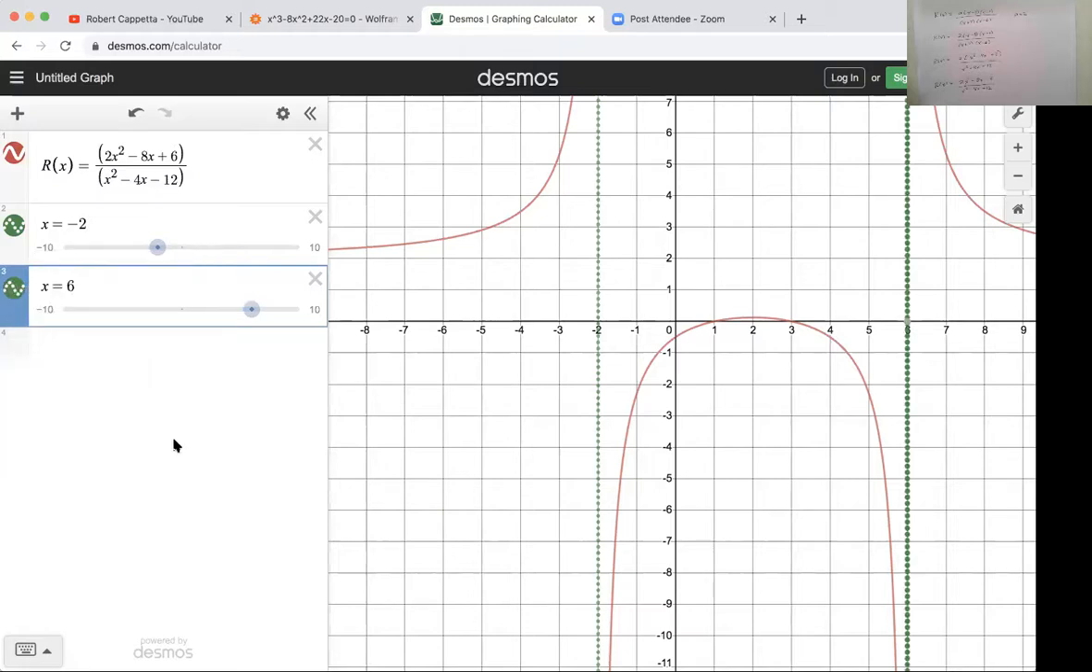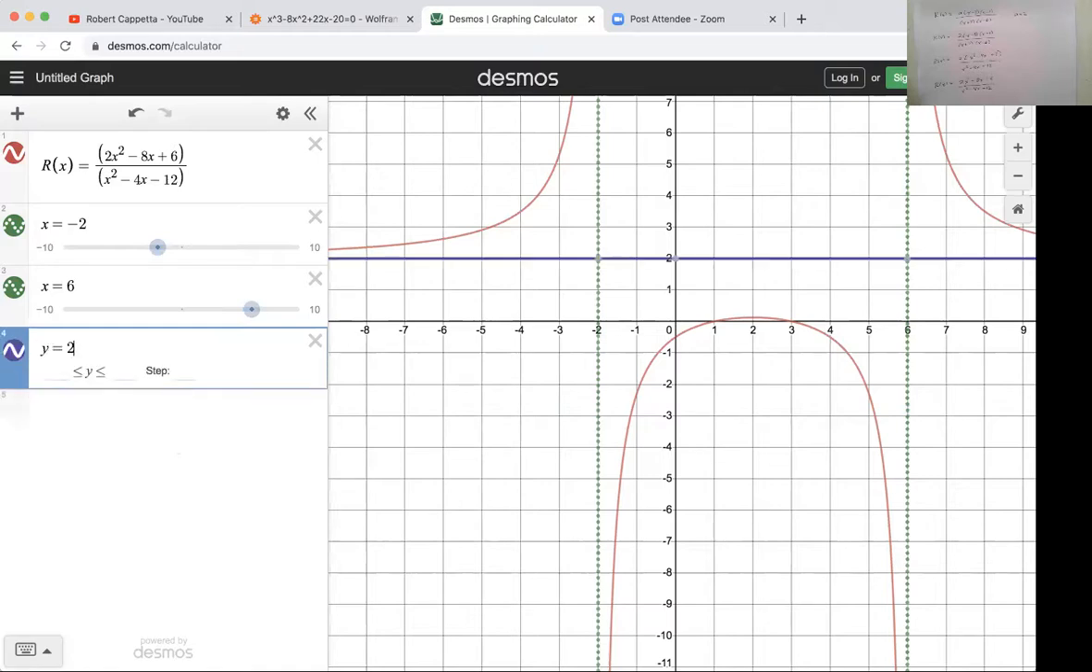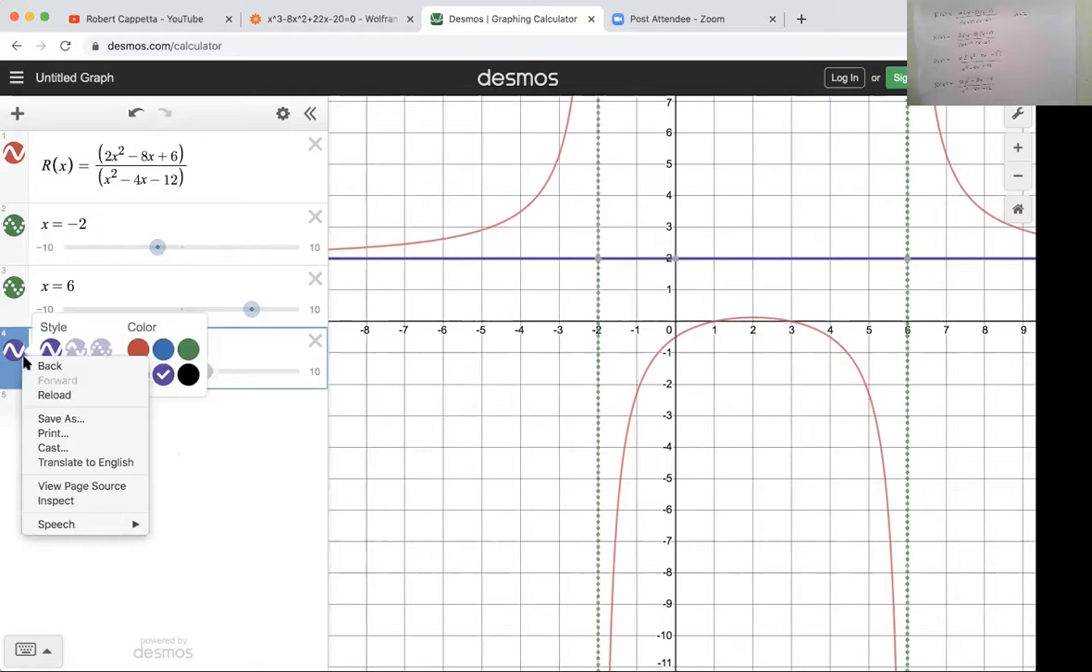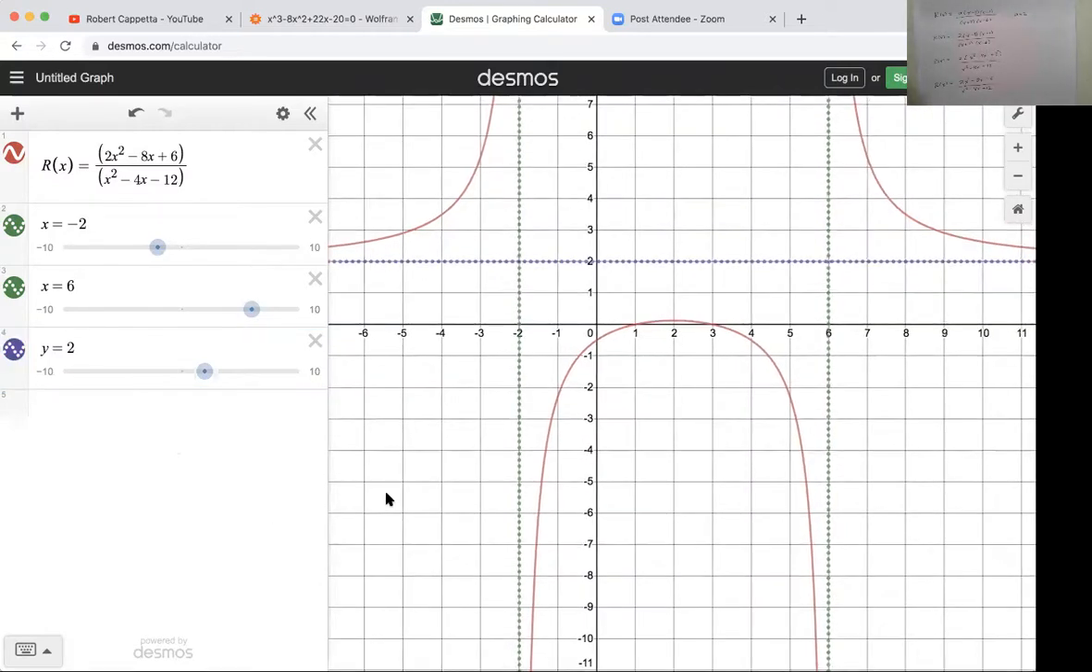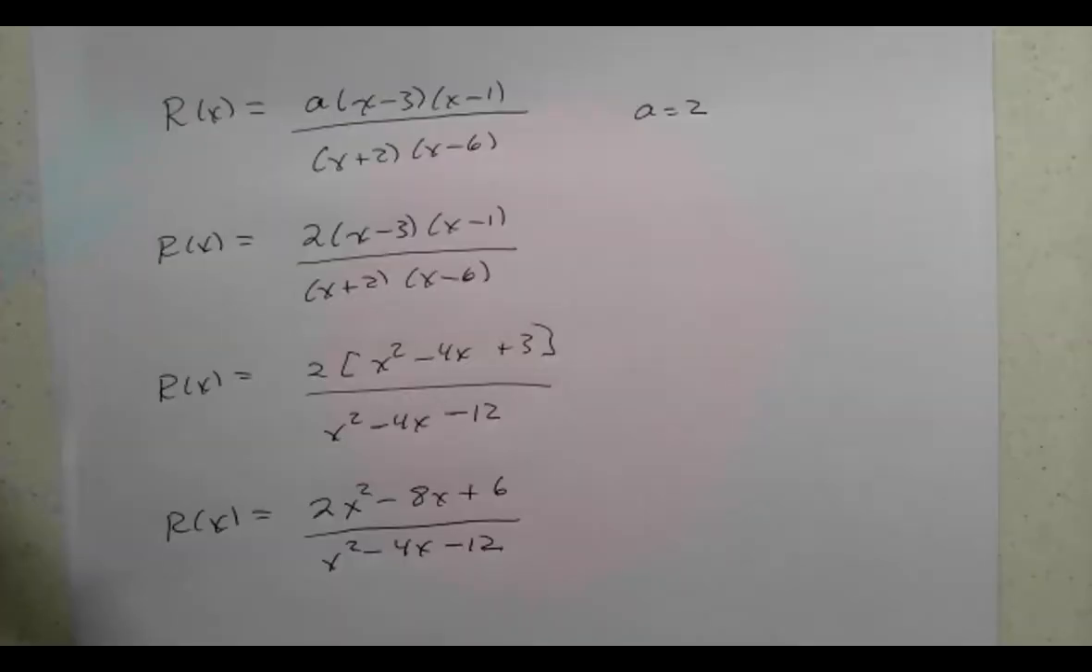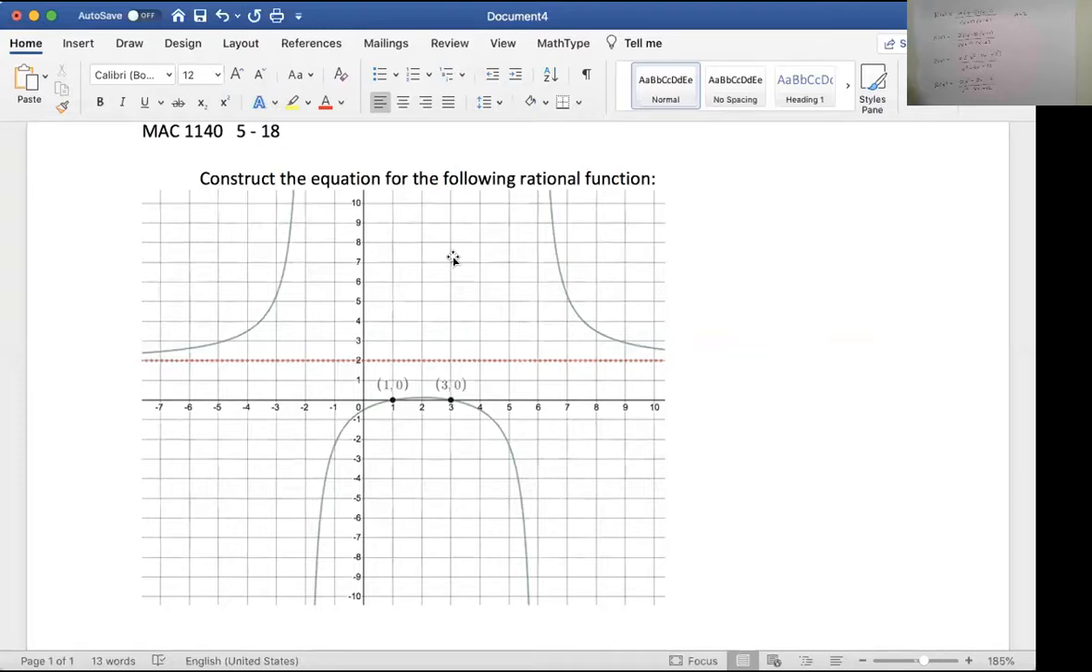As asymptotes. That looks pretty good. The horizontal asymptote was y equals 2. And I'd say that looks pretty similar to what we had on the paper. Take a quick look back. And you can see that I believe we have successfully determined the equation for that graph.